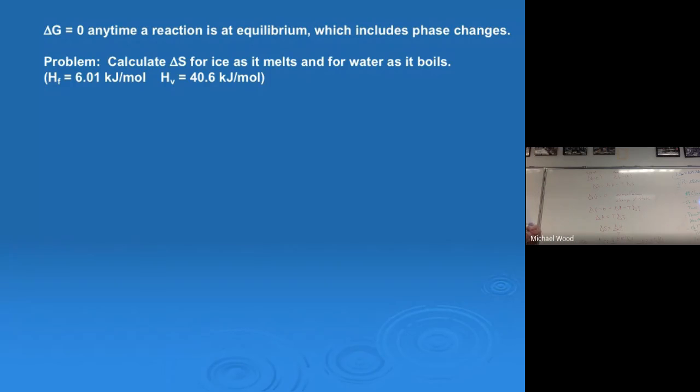Okay, so the point here in this problem, and there's one like this on the quiz, and I'm going to point this out when we're done with this chapter, is that whenever a phase change is going on, we assume that delta G is 0.